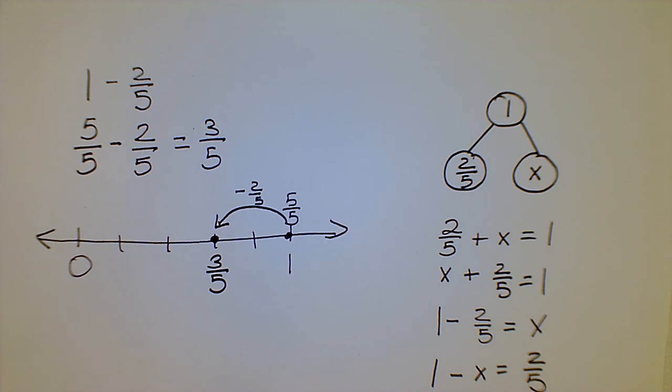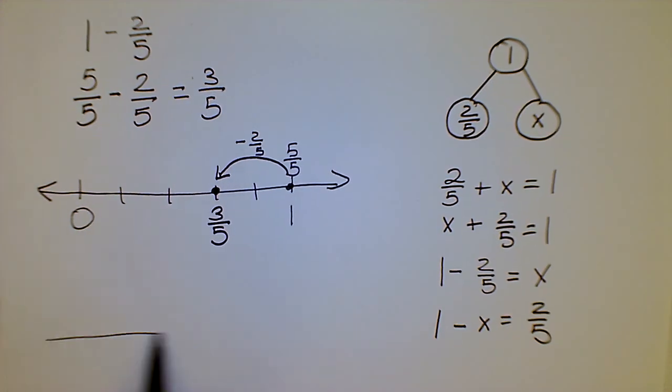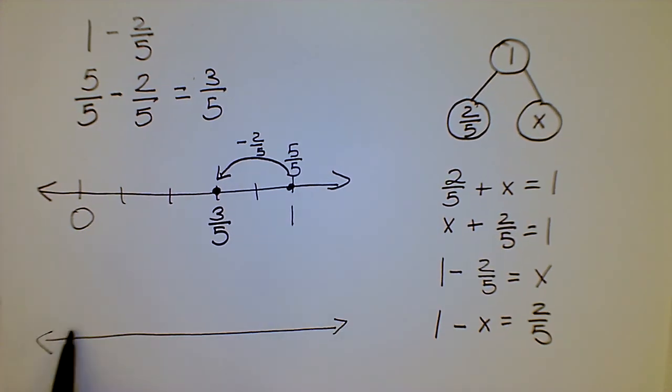Well, another way that I could have thought about this, and don't let this confuse you, I just want to model it this one time on here. I'm going to draw another number line here, and I'm going to put in our lines and show where everything is. Another way that I could have thought of this was to start at 2/5 here, and ask myself, how many more fifths would it take to get up to this 1?